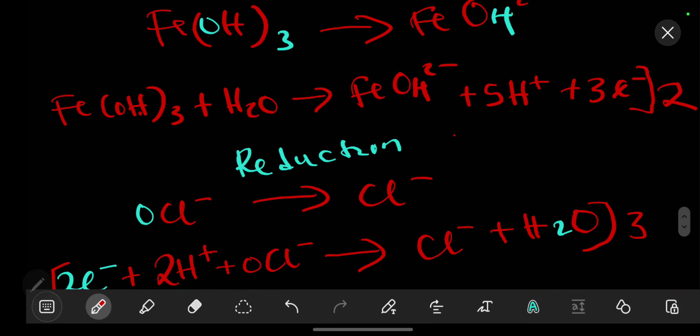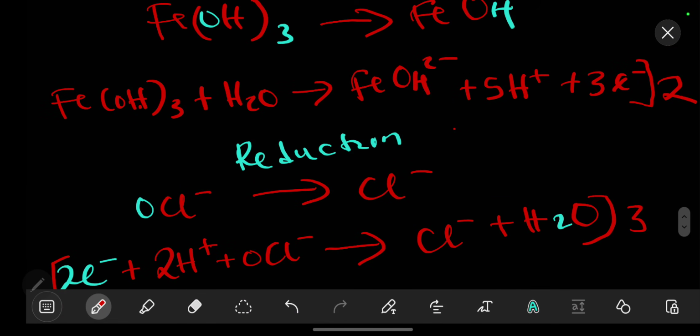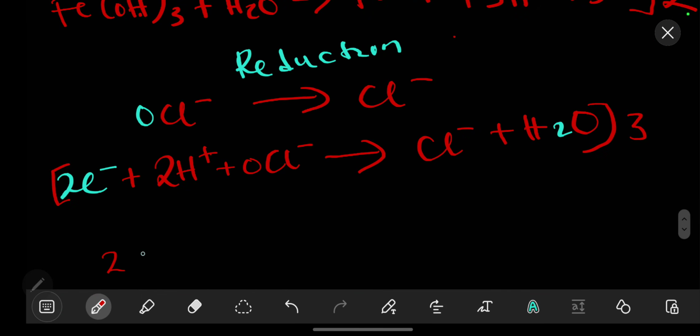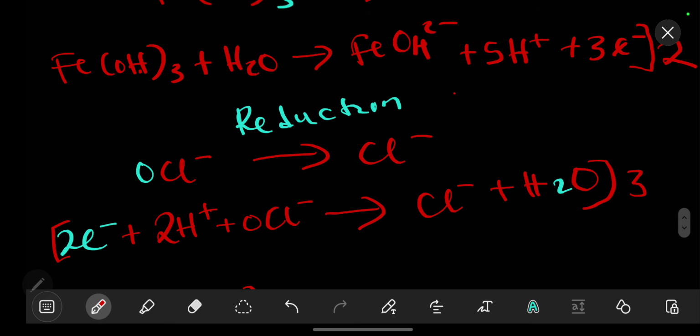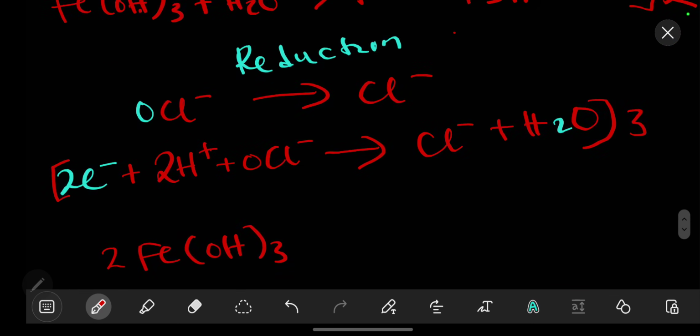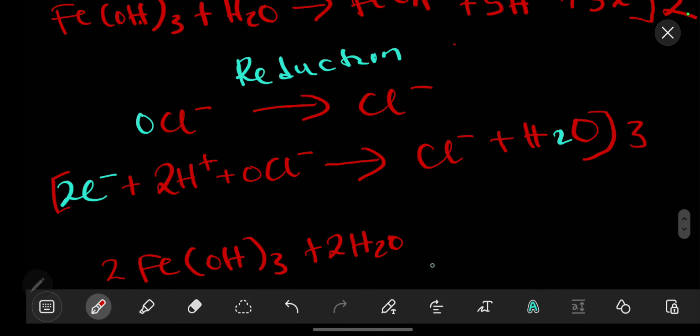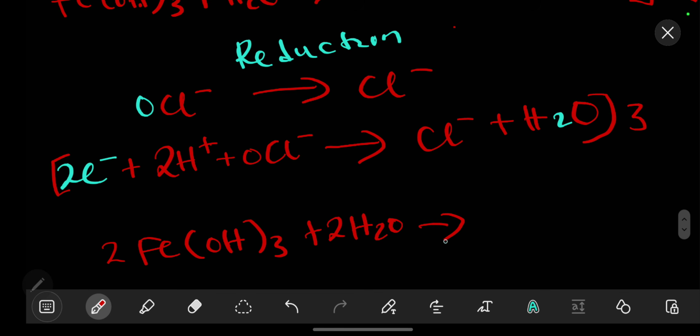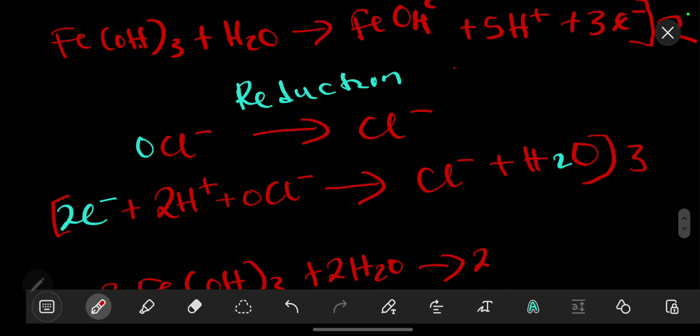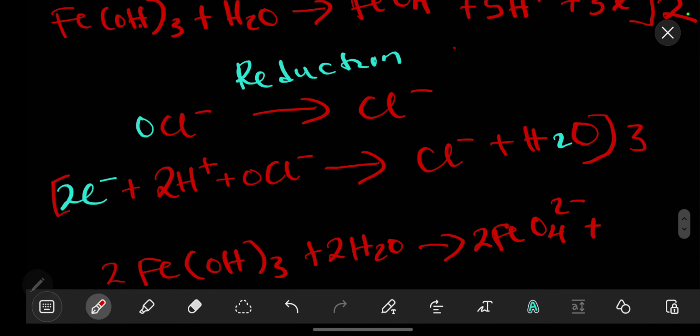So we have a 3. So let us multiply. Our 2 times Fe, so we have 2Fe(OH)3. Then we have 2 times H2O, so we are going to have 2 H2O like that. Then we have our 2 times FeO4, 2 negative, then we have a plus.